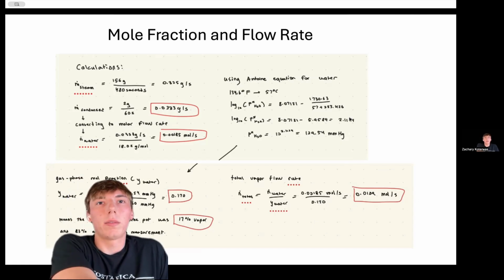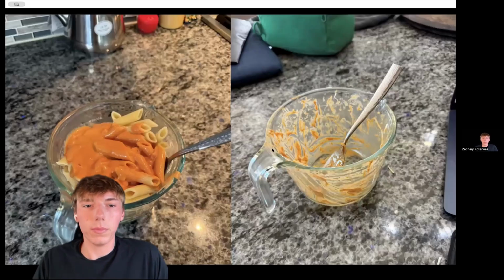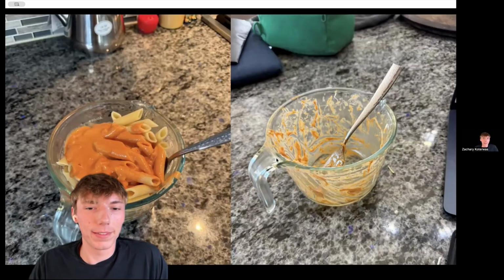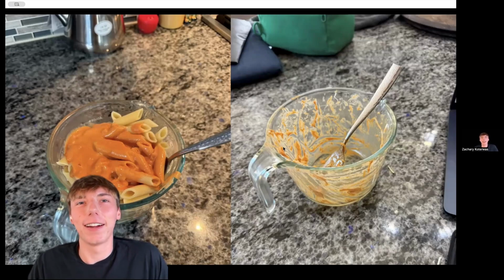And then this is a picture of the pasta that I used to cook with some sauce that my brother made, and this is it after.